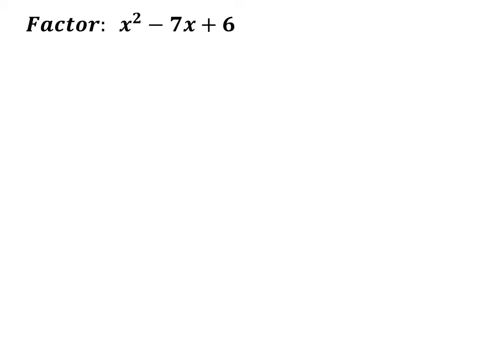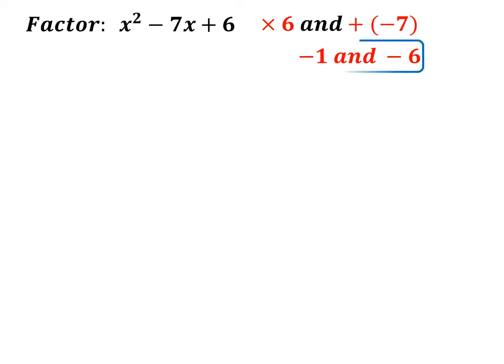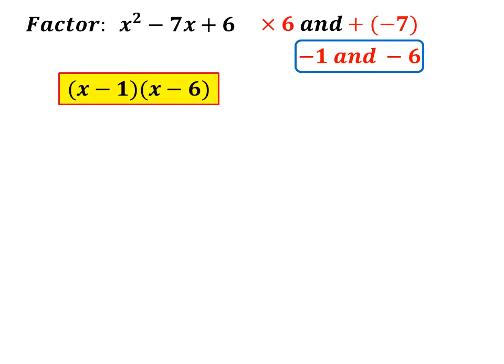Okay, here we're going to factor x squared minus 7x plus 6. Our constant term is positive. Our linear term is negative. So we're looking for two negative numbers that we multiply together to get 6 and add together to get negative 7. We try negative 1 times negative 6, I get 6. Negative 1 plus negative 6 is negative 7. So our answer will be x minus 1 times x minus 6.